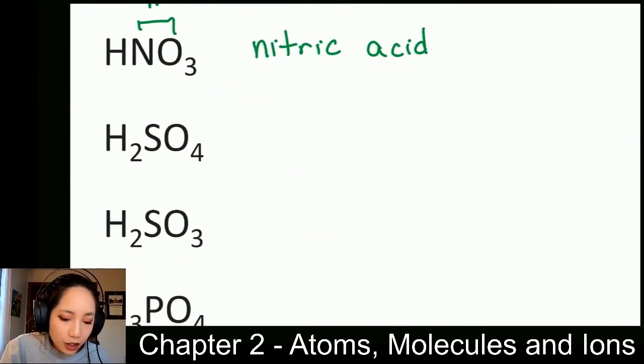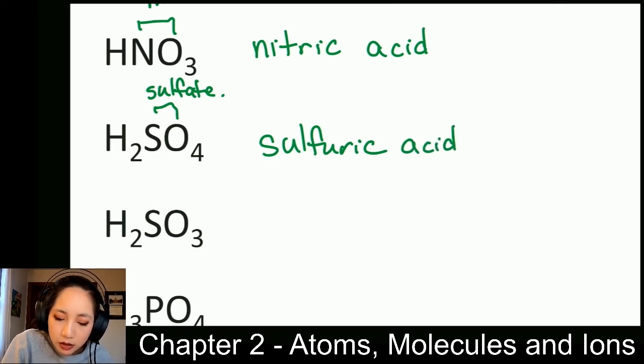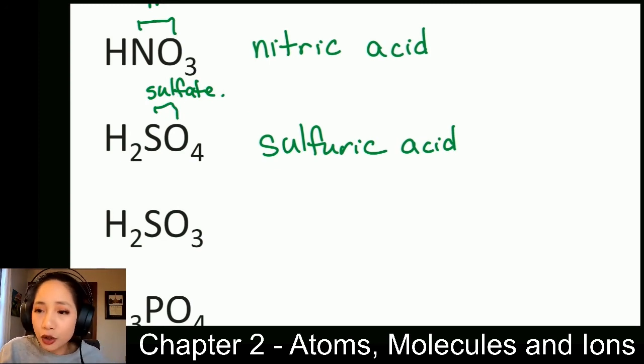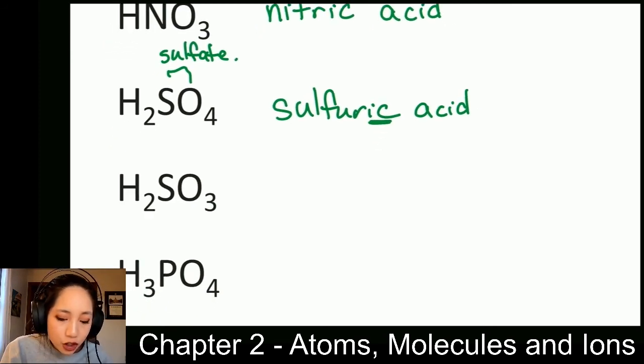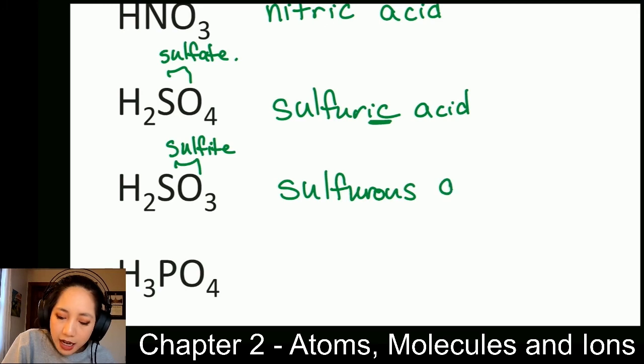Okay, so H2SO4, SO4 is sulfate. So this is sulfuric acid. So this one doesn't quite follow that rule. Sulfate, we added an ur in there, so this would have been sulfic acid, but it just rolls off the tongue better if we call it sulfuric acid. But the ic ending still kind of stands there. Okay, H2SO3. So SO3 is sulfite because it has one less oxygen than SO4. So this becomes sulfurous acid.